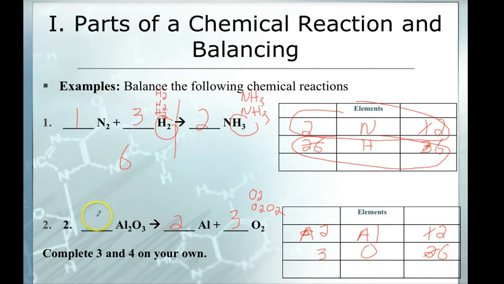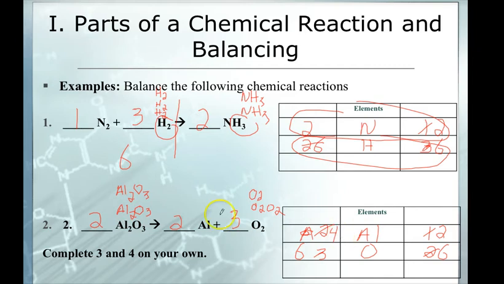Now, I can't change the 3 here. I can only put another number here. So what times 3 would give me 6? I'd have to put a 2 here. That gives me basically now 2 of these aluminum oxide substances. Now, if you count them up, that does give me 6 oxygens, but it also did what to the aluminums? It now gives me 4 aluminums. Oh, wow, did I screw up?